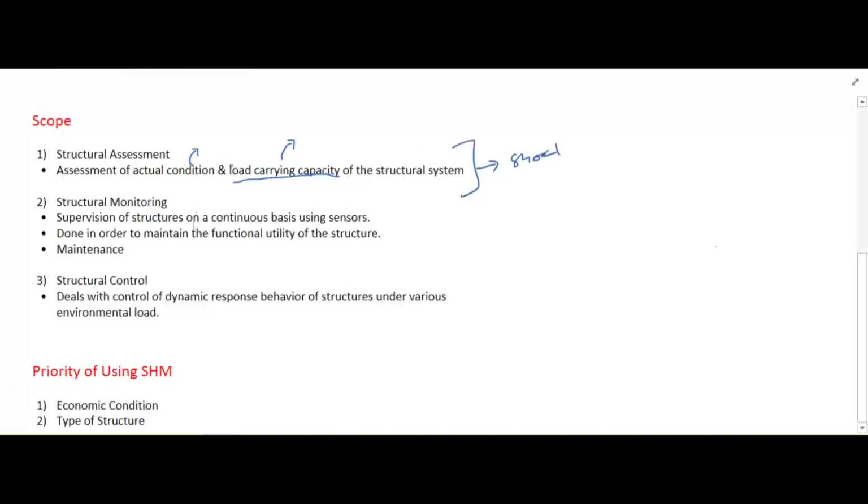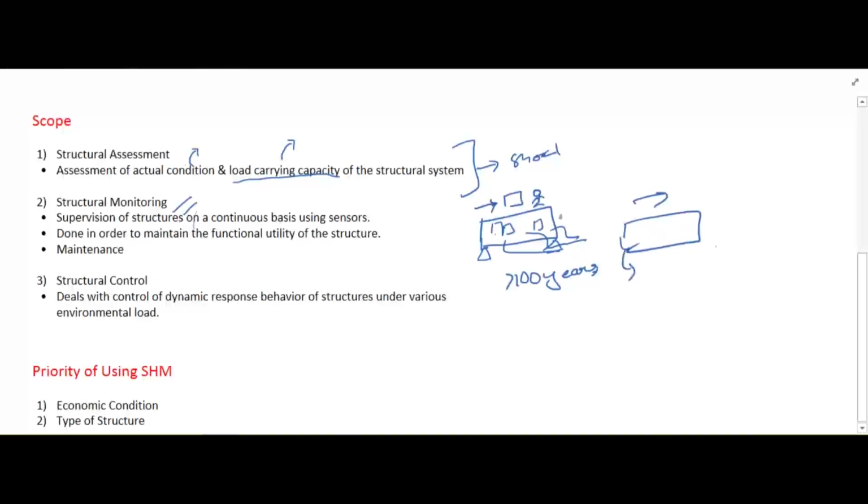On the other hand, number 2, structural monitoring, is the observation of structures on a continuous basis using sensors, and it is done in order to maintain the functionality and utility of the structure. So you have a very old bridge, and it's very weak. It's past 100 years old, and it's a very important bridge because a lot of traffic passes by, and people greatly benefit from this bridge, and you want it giving service for many years to come. So what you do is structural monitoring on this bridge by attaching different sensors, and you take data over a long period of time, and you use this data to maintain this bridge.